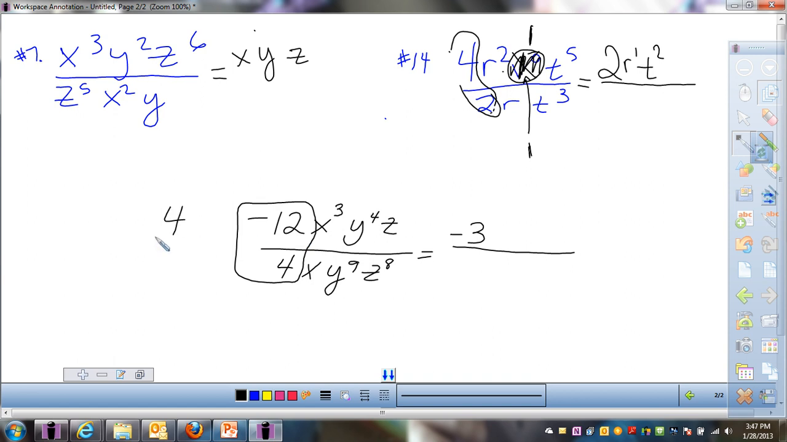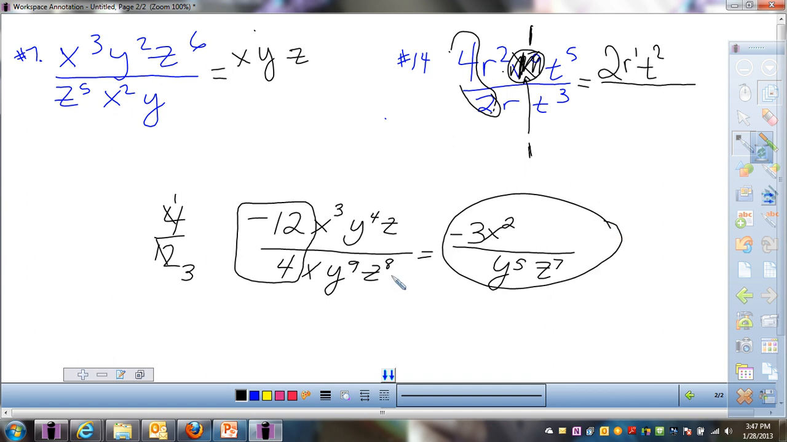Now if it was 4 over 12, which maybe I should have put that example, that would reduce to 1 over 3. But anyway, negative 3. X's, there's more up top. Subtract them, there's 2. Y's, there's more on the bottom. Subtract them, there's 5 left over. And 8 minus 1 in my z's would be 7 on the bottom. And that'd be my simplified answer. It's just basically a matter of subtracting exponents. It's that easy.